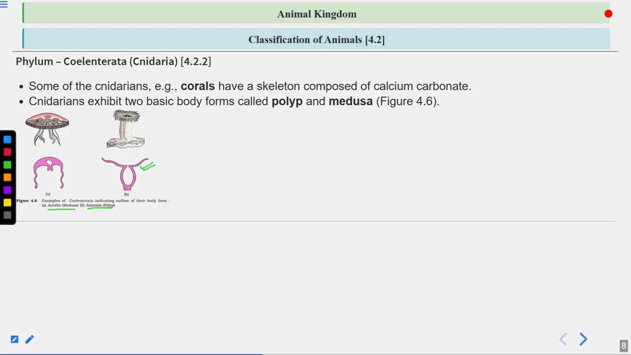But what about the medusa stage? They are bell shaped, or you can say umbrella shaped. Mouth is downward. They can swim from one place to another. This is the free swimming stage of the organism, right? They bear the sex organs, the male reproductive organ and the female reproductive organ. Sexual reproduction is done by this medusa stage. So this is very, very important.